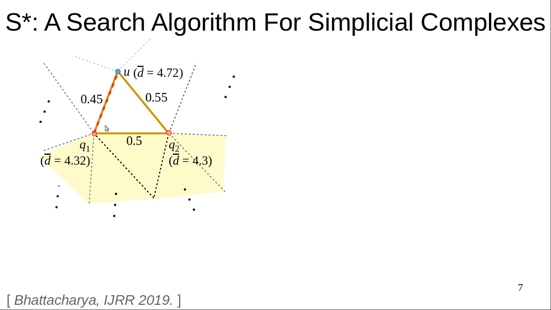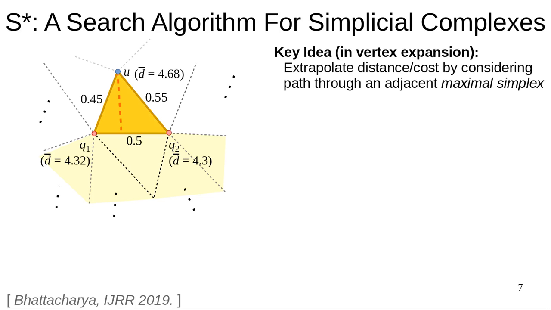So that's what is done in graph searches. The idea behind using a simplex is that, in updating this G score, you look at not just the parent vertices, but you consider the possibility of this path coming through a simplex, right? So that's the dashed line that is shown.